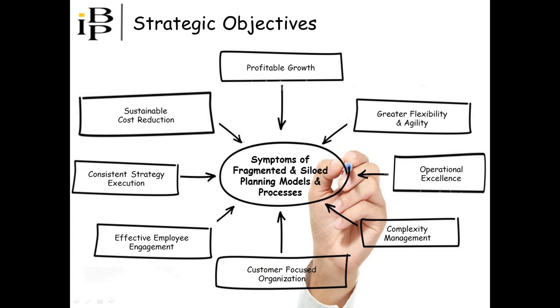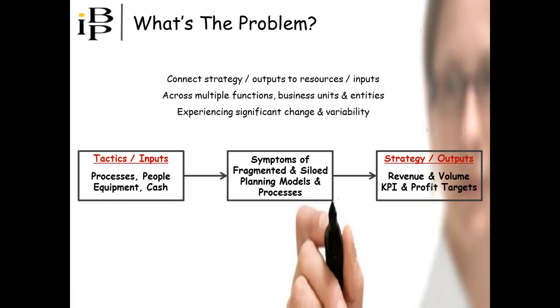From a strategic perspective, research shows that the objectives shown on the screen are the ones presenting the greatest challenges to organizations. What's not always recognized is that immature planning and performance management processes can undermine their achievement. So, what's the common problem that connects strategic, financial, and operational objectives? Well, they all require superior cross-functional coordination to fully achieve.